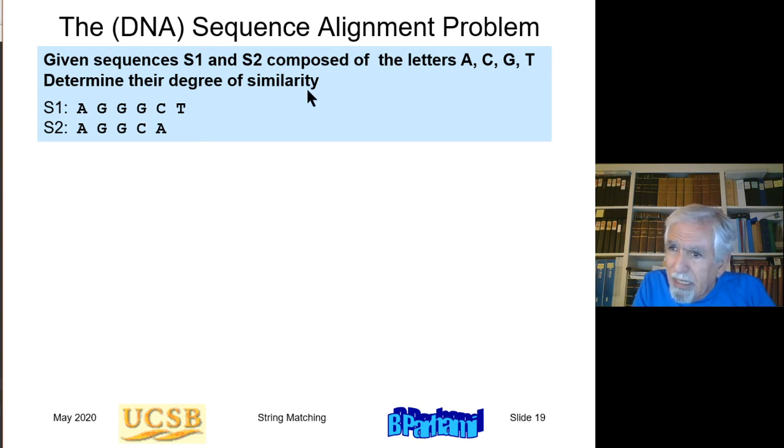The DNA string consists of a sequence of 4 letters, A, C, G, T. So this is a small DNA sample, okay? Typically these are much longer. A, G, G, G, C, T. And this is an entry in the database. And I'm trying to figure out how close these are. Of course, they don't match exactly. I'm interested in finding the closest match, okay? So this is how that can be done.